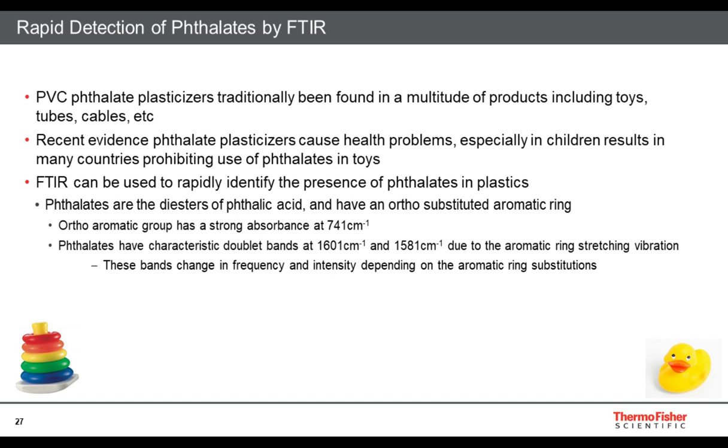So you simply need to put the material in question in contact with that ATR crystal, press down on the little arm, and very quickly you'll be able to identify the presence of phthalates from the ortho-aromatic group. It has a strong absorbance of around 741 to 745 cm⁻¹, and then they also have characteristic doublets at 1600 and 1580 from the aromatic ring stretching.